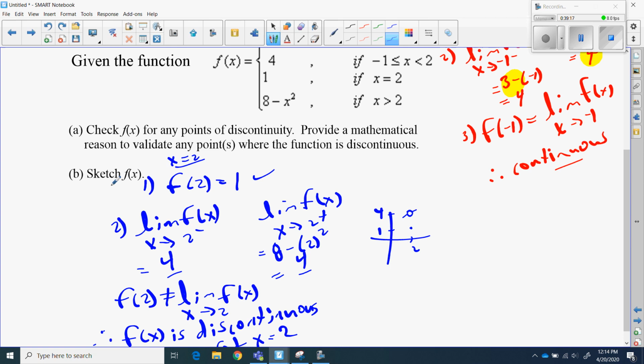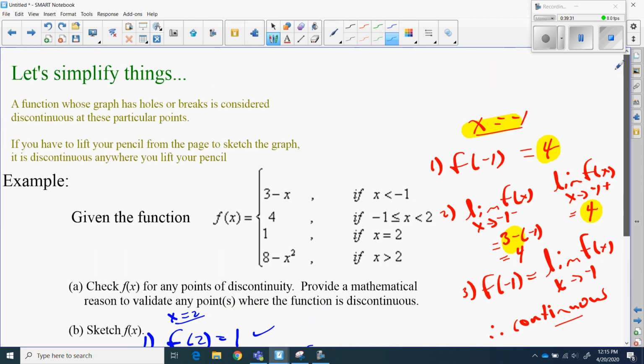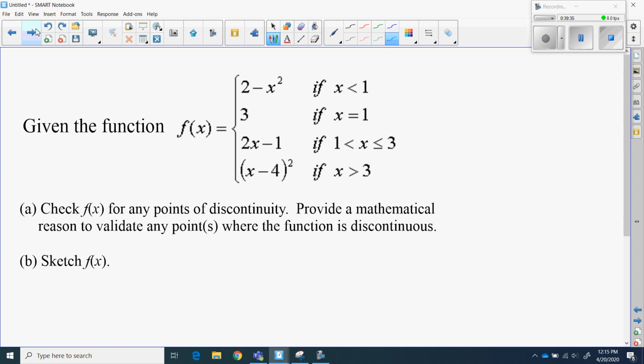Now it asks for the sketch, but I'm not going to get into the sketch just because it's a little bit time consuming and I don't want the video to run too long here. The number one priority I have right now is just for you to be able to check continuity without having to actually rely on a graph. Okay, let's look at another one.